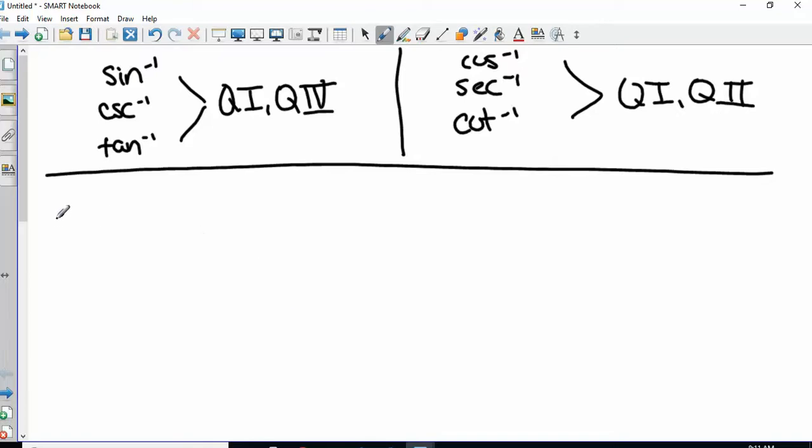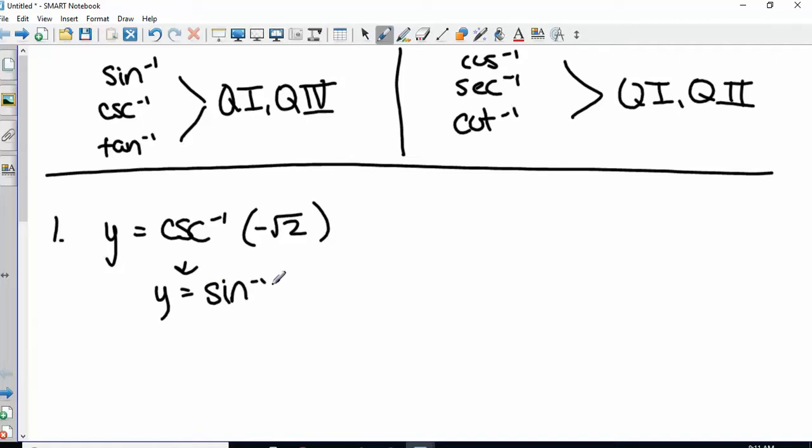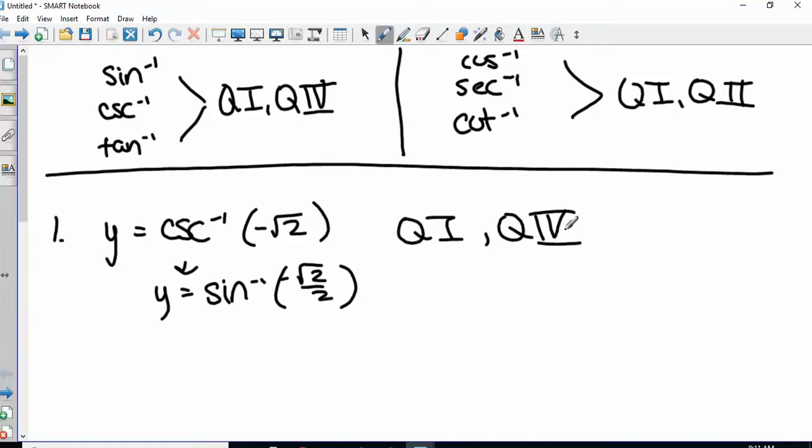So when I look at problem number 1, it says y equals cosecant inverse of negative radical 2. If you are not comfortable with cosecant, you are welcome to change it to its reciprocal, sine. So that's saying sine is the reciprocal of radical 2, so 1 over radical 2 or radical 2 over 2. When I see cosecant inverse or sine inverse, I know my answer could be in quadrant 1 or quadrant 4, because that is something you have to know, so you will go home and look at that tonight and make sure you know it for tomorrow.